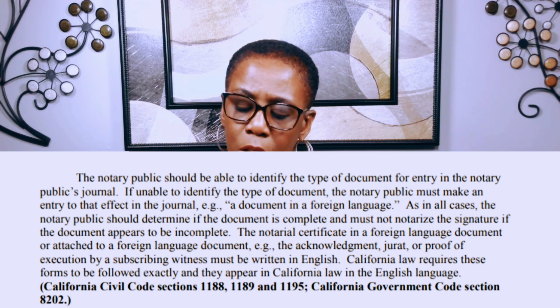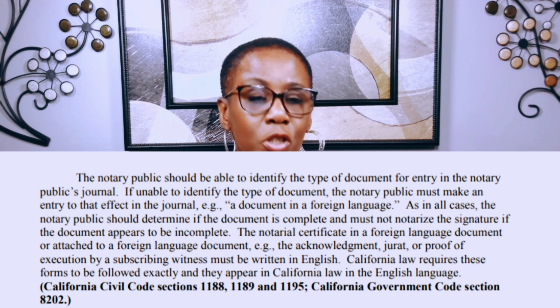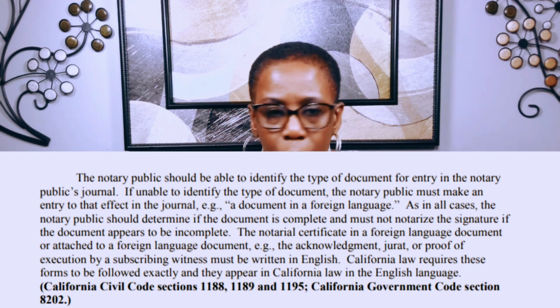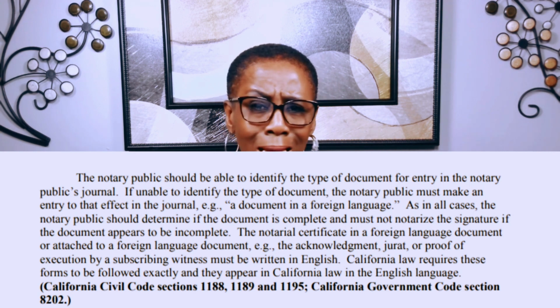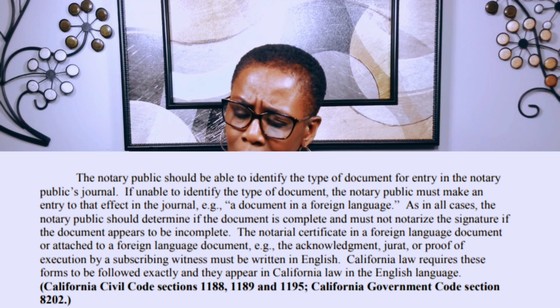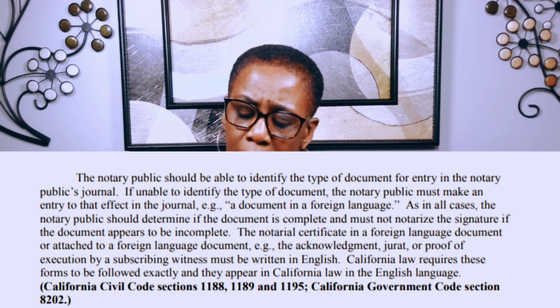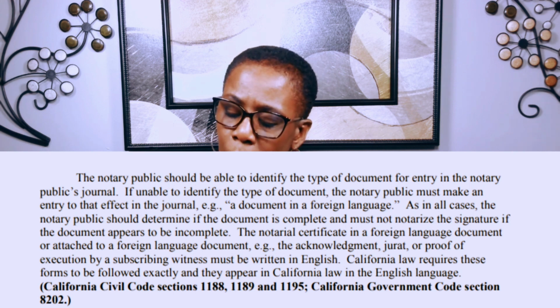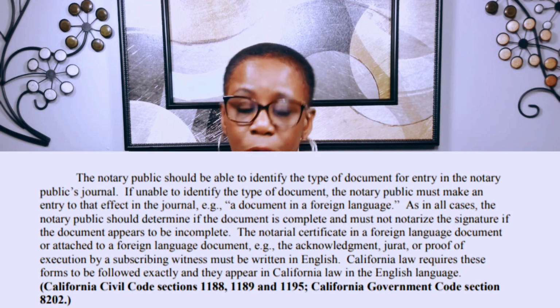That's what you do. As in all cases, the notary public should determine if the document is complete and must not notarize the signature if the document appears to be incomplete. Once again, the only thing you can concern yourself with is blank spaces and lines. And that's it. That is it. A notarial certificate in a foreign language document, or attached to a foreign language document, the acknowledgement, jurat, or proof of execution of a subscribing witness must be written in English.